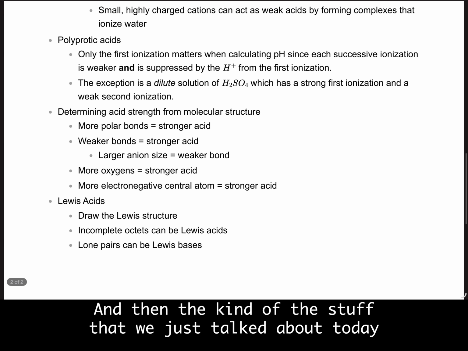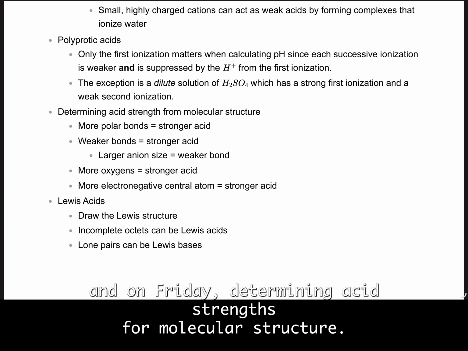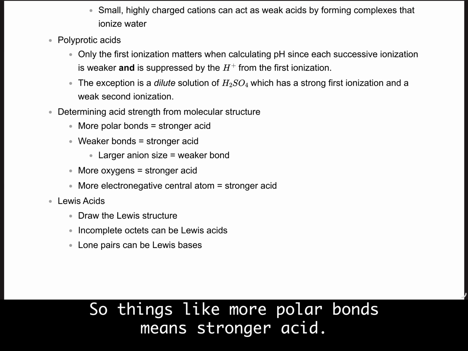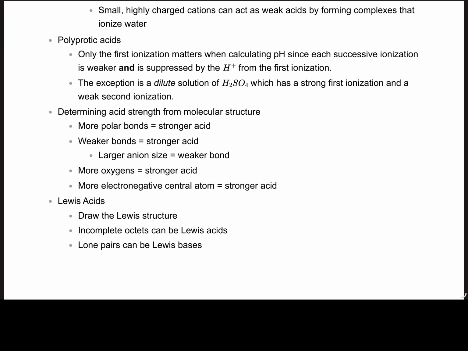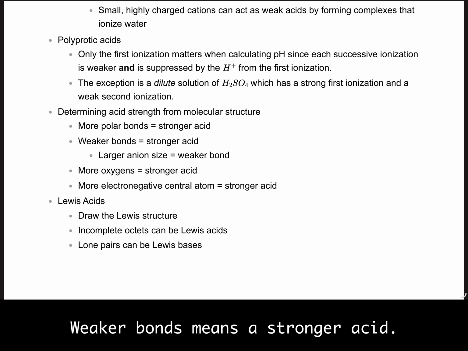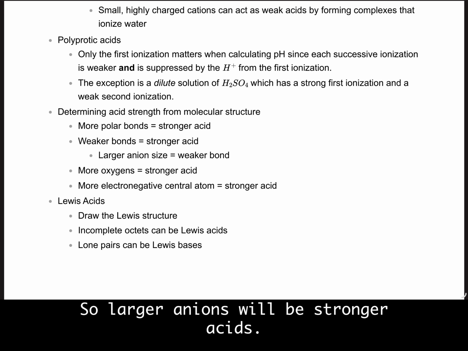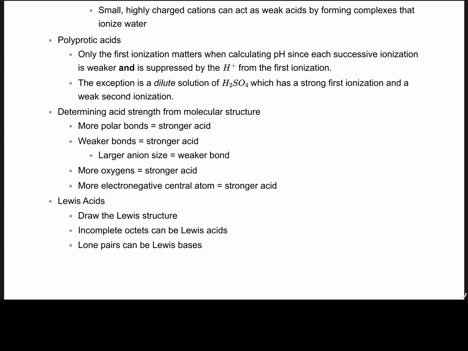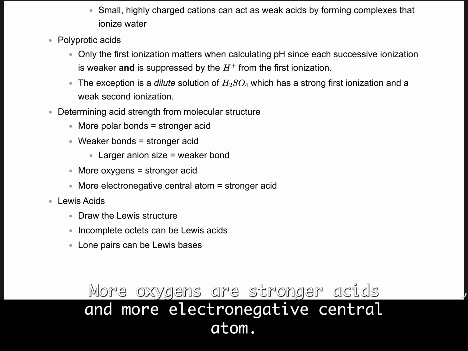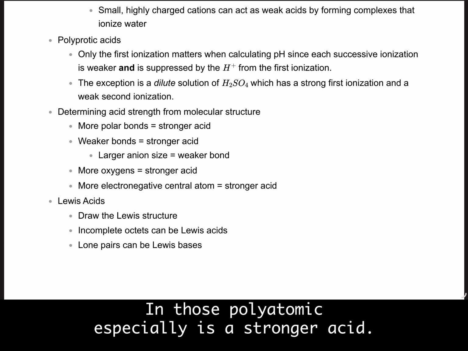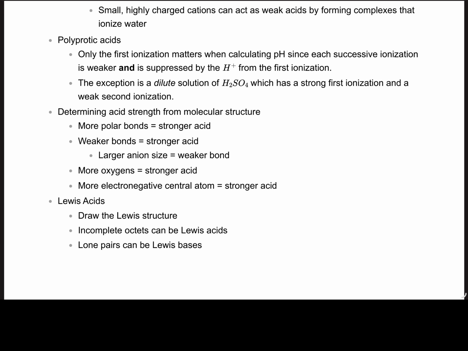And then the stuff that we just talked about today and on Friday, determining acid strength from molecular structure. So things like more polar bonds means a stronger acid. Weaker bonds means a stronger acid. Larger anion size means weaker bond, so larger anions will be stronger acids. More oxygens are stronger acids, and a more electronegative central atom, in those polyatomics especially, is a stronger acid.